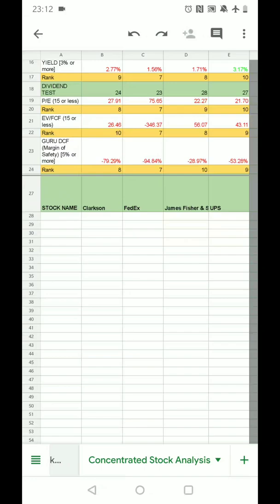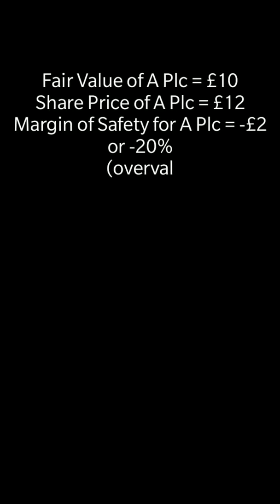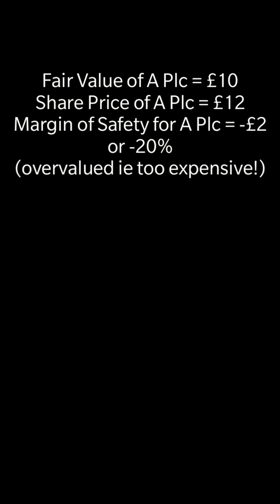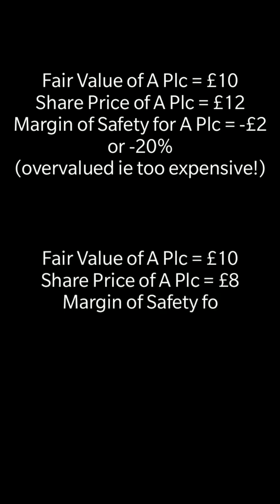Now, the final metric I'm using for the valuation test is the discounted cash flow. I'll be using the Guru Focus discounted cash flow calculator, and that's how I've come up with the figures that you can see on the screen. Basically, all it tells me is that when you take the true fair value for each of these businesses and deduct that from the current share price, the difference is the margin of safety. Ideally, if the fair value is less than the current share price, that suggests the company is overvalued. If the fair value is greater than the current share price, that would suggest the company is undervalued.